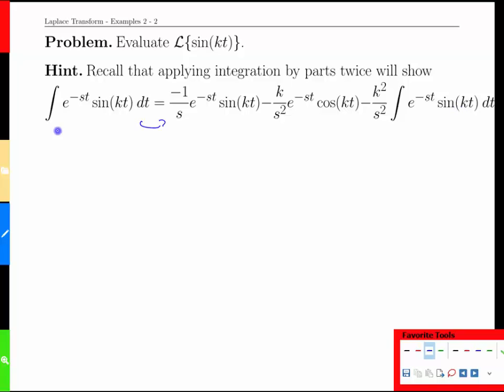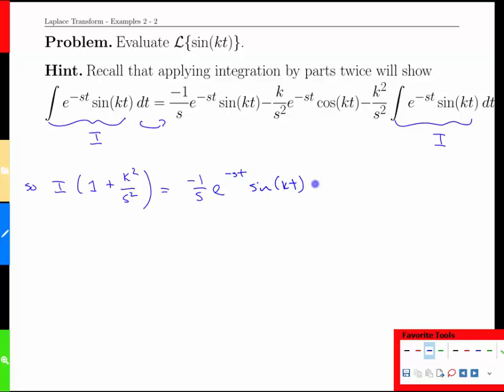And so what we're going to do is call this thing here I. We note that we see another I over here. And so when we go to integrate this, we can actually isolate it as I. There's one I on this side. If we bring this over to the other side, there will be a plus k squared over s squared. And then we'll have the rest of the term. Negative 1 over s, e to the minus st, sine of kt, minus k over s squared, e to the minus st cos of kt.